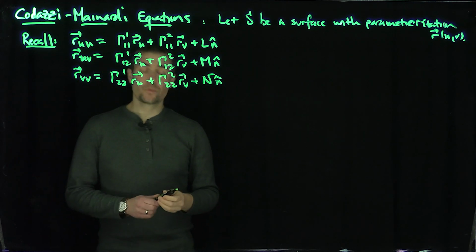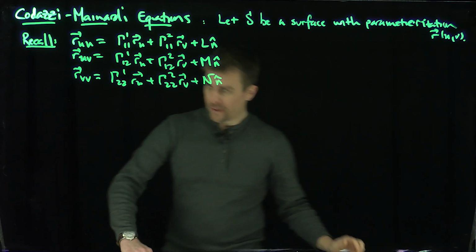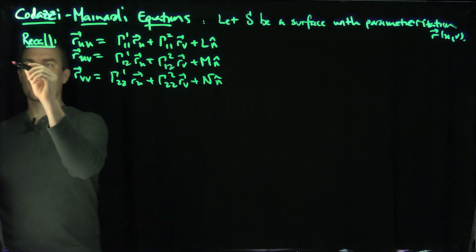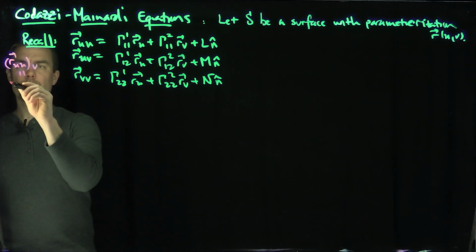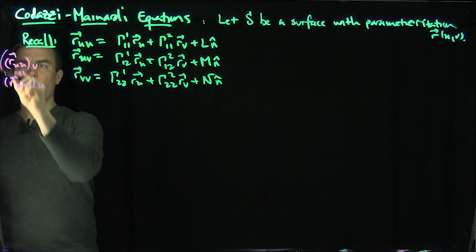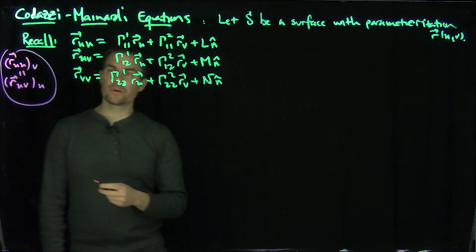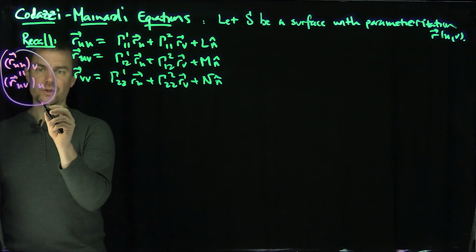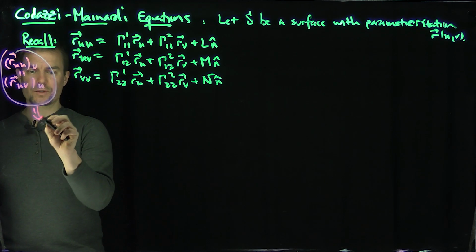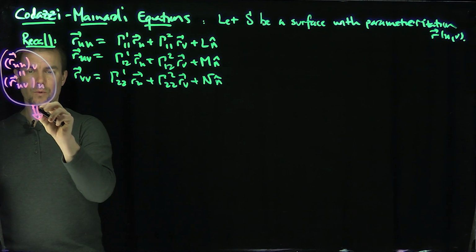Great. Now what do we know? One thing we know, for example, is that R_UUV is equal to R_UVU by the equality of mixed partial derivatives, right? So let's take that relationship and write it out in terms of these Christoffel symbols. What would this tell me? This equality of mixed partials tells me what? So this equation is equivalent to what?